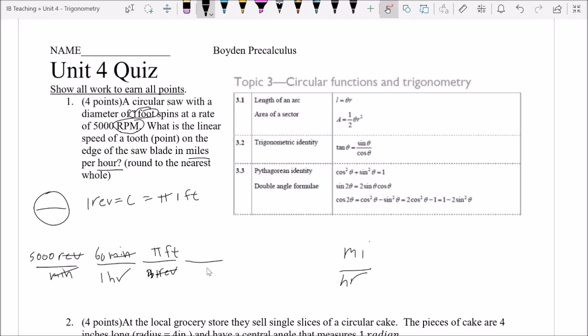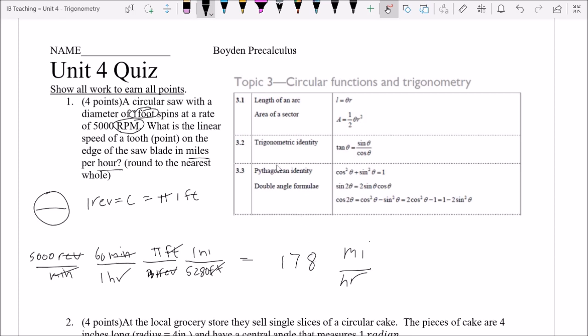So we need to remember there are 5,280 feet in a mile. And notice I'm saying these out loud as I'm writing them: 5,280 feet in a mile, 60 minutes in an hour, pi feet in 1 revolution for this context, okay? So we get to here, and I cancel out what I can. Feet be gone, feet be gone. I've got miles on top, bingo. I've got hours on bottom. All right, it's calculator time. So it's as easy as this: 5,000 times 60 times pi, divided by 5,280. We were asked to round to the nearest whole. That is 178 miles per hour.